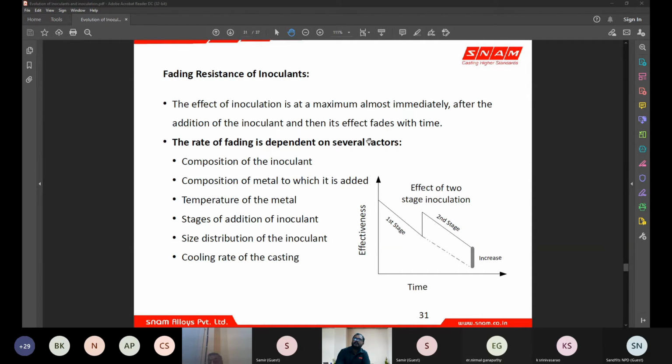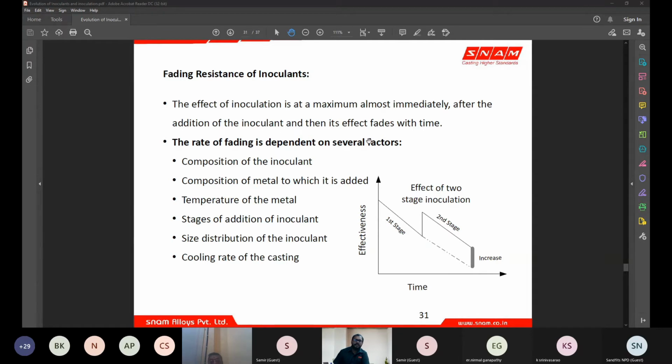So all the nucleation effect fades with time. The rate of fading is dependent on several factors. The composition of the inoculant, like what inoculant you use, determines the fading resistance of that inoculant, and the composition of the metal to which it is added.